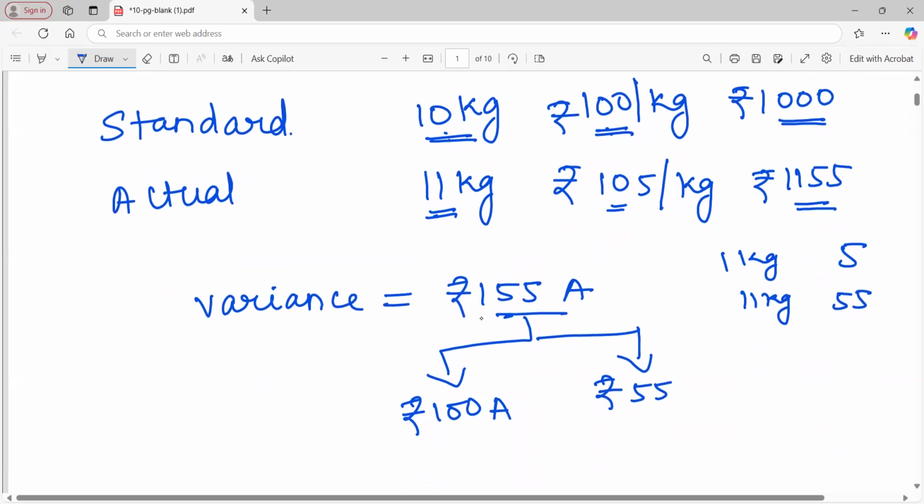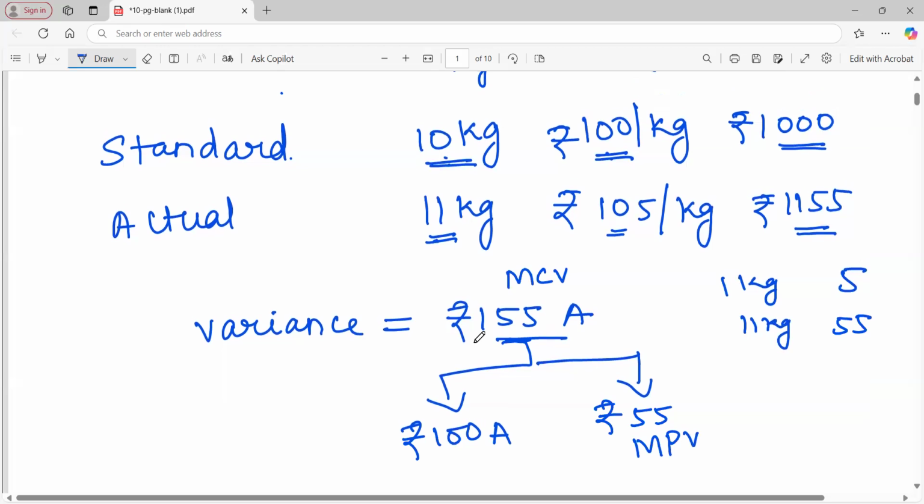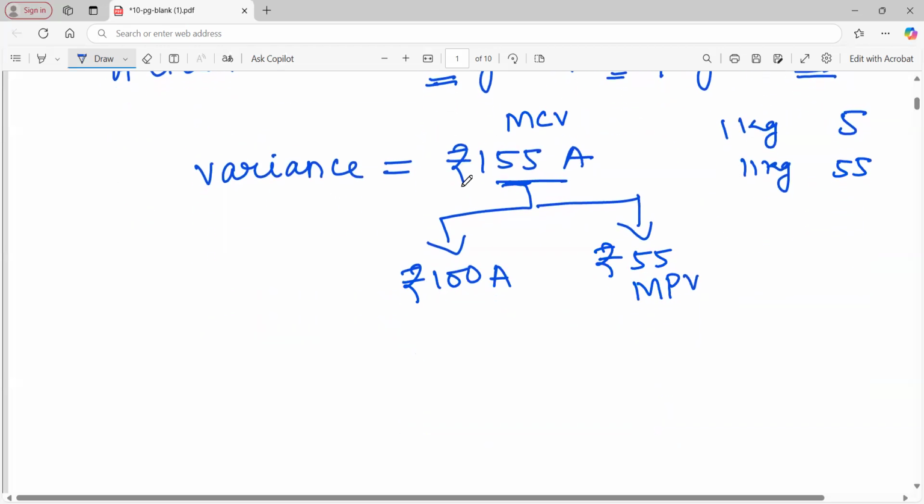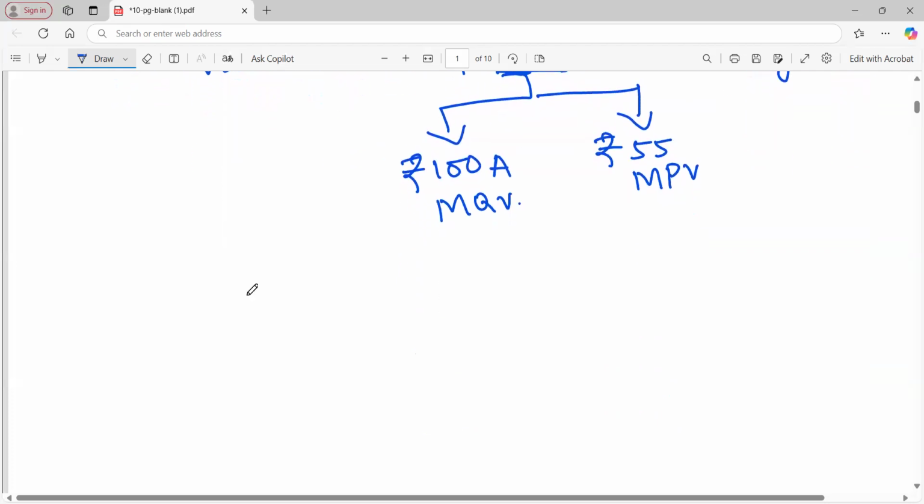Now, this 155, this total variance, is known as material cost variance. The portion of this cost variance which is due to change in price is known as material price variance. And the portion of this variance which is due to change in the quantity is known as material quantity variance. Now let's look at the formula method of calculating these variances.